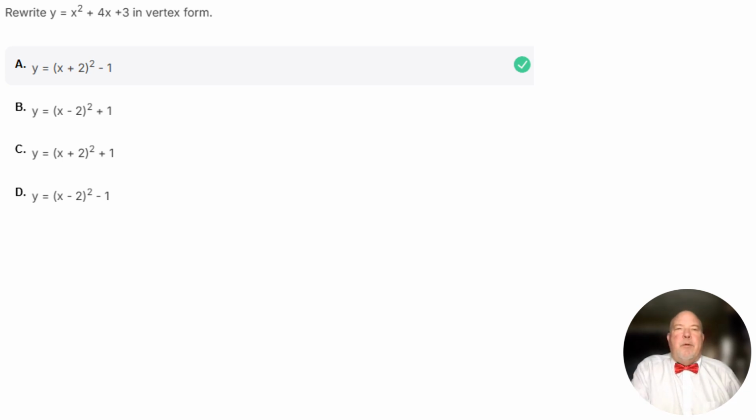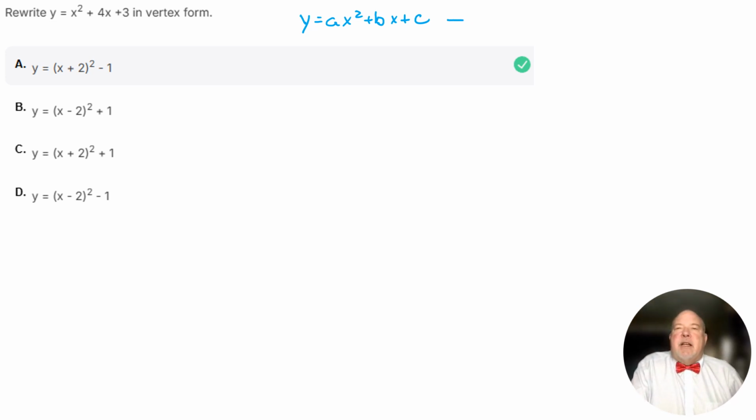All right, so we're given a quadratic equation here, and we're asked to rewrite it in vertex form. Now, let's talk about vertex form for a second. First of all, the standard form of a quadratic is y equals ax squared plus bx plus c. That's what we were given. So the form that they gave us was the standard form.